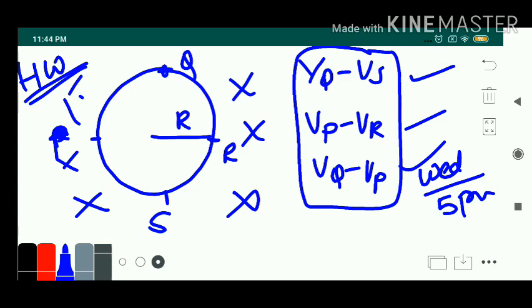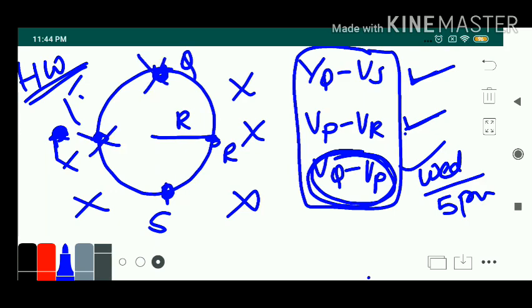Out of this, I think VQ minus VS and VP minus VR you can do. I don't think you can do this one. So what will I do? VQ minus VS and VP minus VR, see, it's very easy here. VQ, that is the potential between Q and S, is just like the previous one. VP minus VR, just like the previous one. So the problem is this one that I will take now. Just remember this is different, that is between this point and this point. So how would I do it?